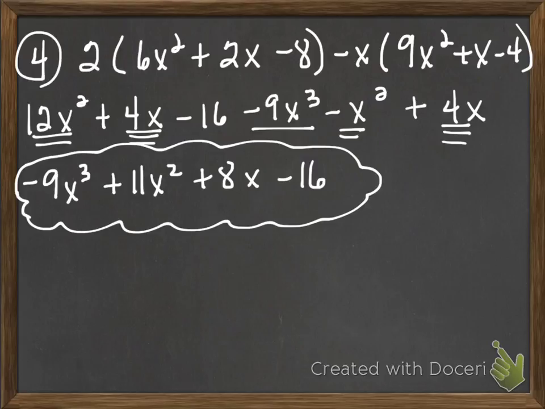So what did you get as your first term, if you didn't get that one? I got 11x cubed. So go back and look at, do you have 12x squared plus 4x minus 16 minus 9x cubed? Oh, I got it. Minus x squared plus 4x? All right, y'all have any questions about number 4? Y'all good with that one?